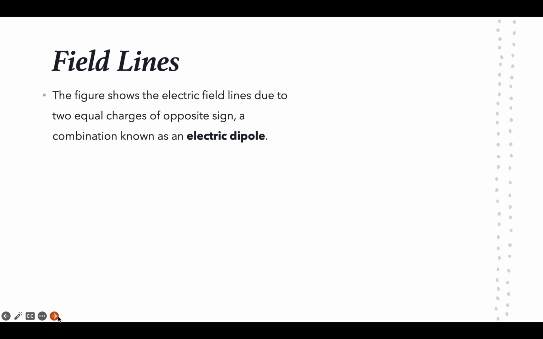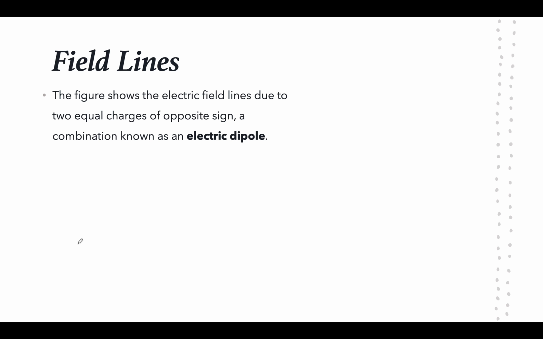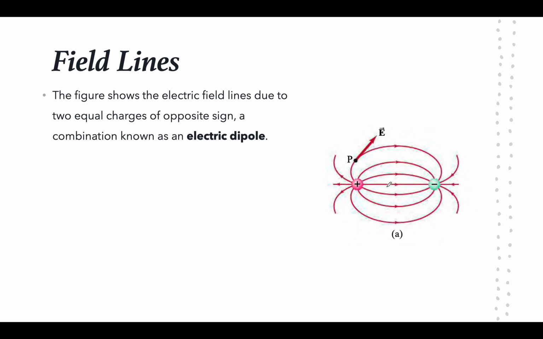All right, now in these next few slides, we're going to see a couple of special configurations of charges. The first configuration that we're going to look at is an electric dipole, which is two equal charges of opposite signs. Okay, we have a positive and a negative charge, opposite signs. This creates an electric dipole. Here, the field emanates away from the positive and into the negative.